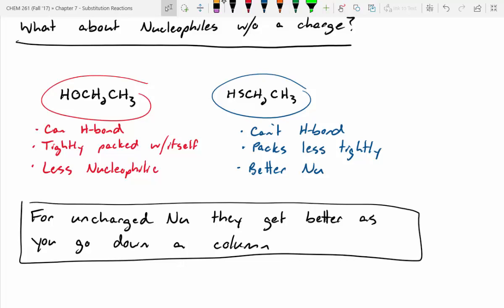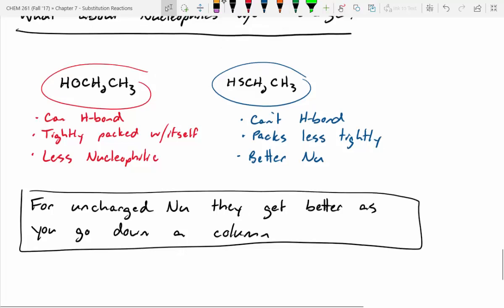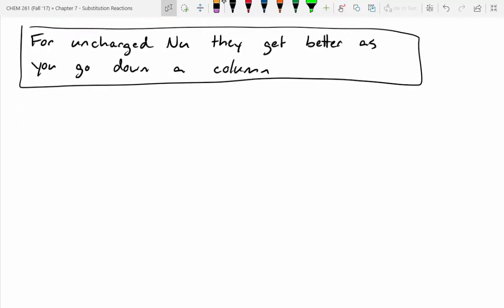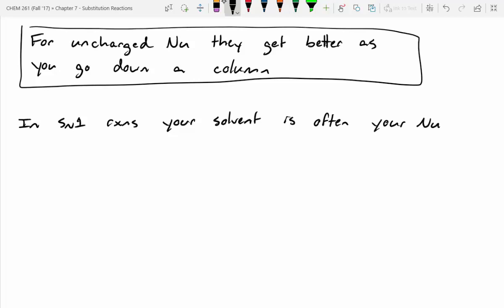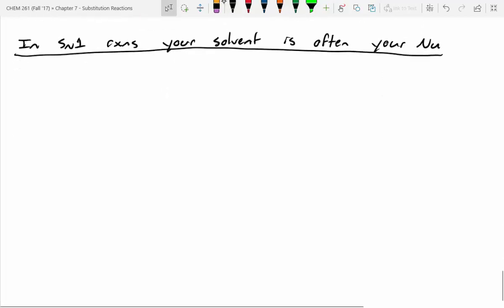All right, one last thing before we continue on is this trick that we use oftentimes for Sn1 reactions. In Sn1 reactions, your solvent is often your nucleophile. It just makes things a lot simpler in terms of reaction cleanup. There's less to add, less things to throw out at the end.